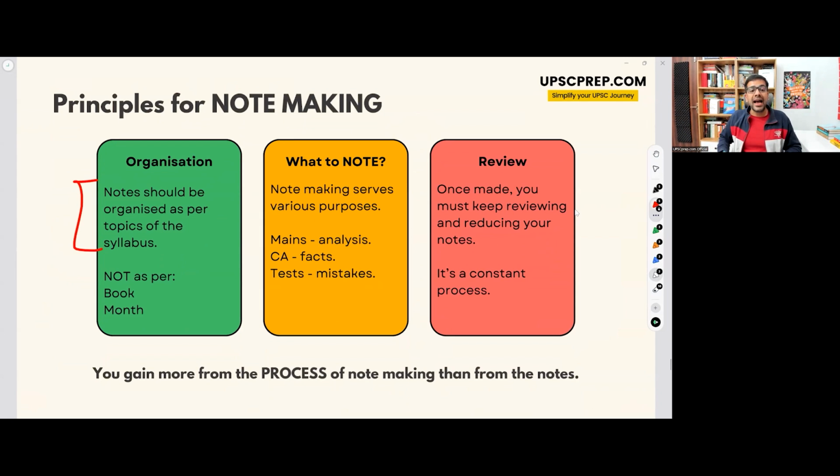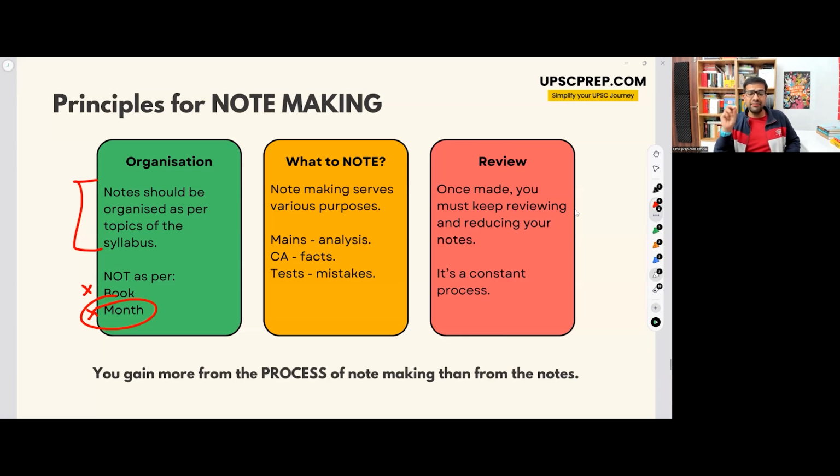Do not make notes as per book or as per month, because a lot of people, what they do is they make current affairs notes as per month. कि February में February 1st को ये था, February 2, February 3, 4, 5, you have a notebook, 1 February, 1 page, 2 February, 2 page. That is a very, very bad way to organize it.